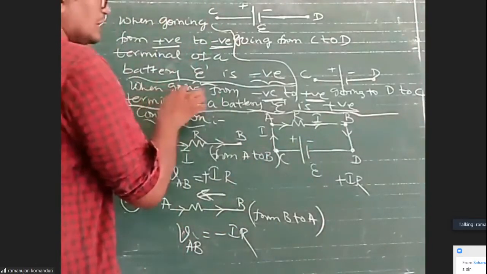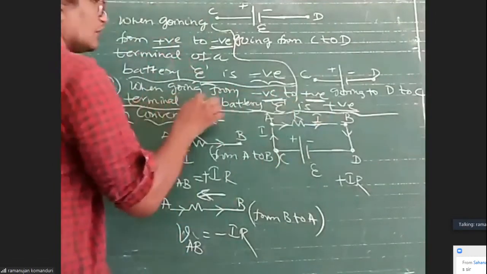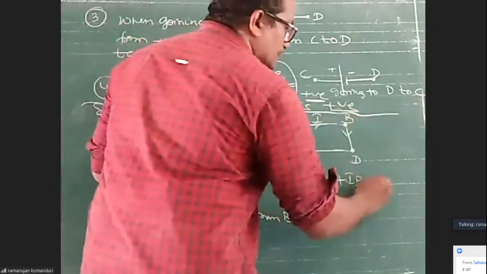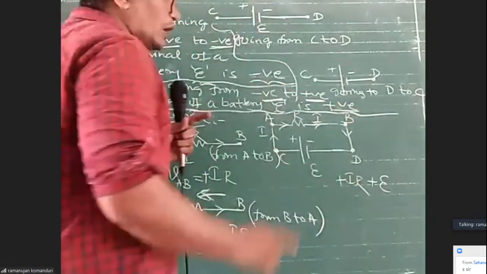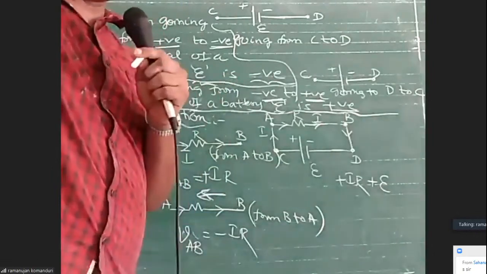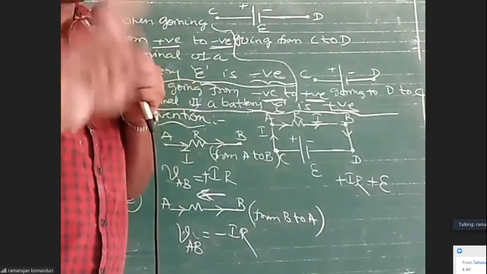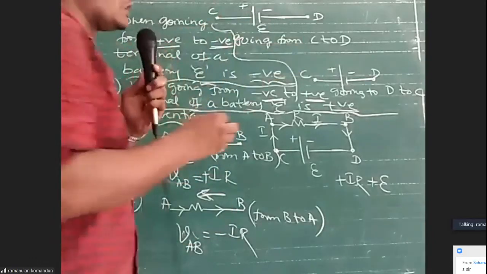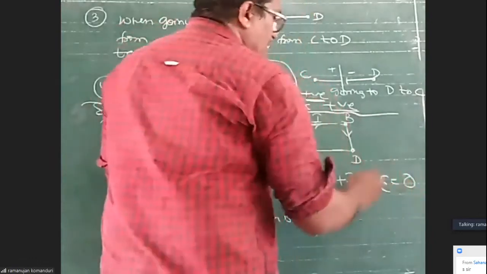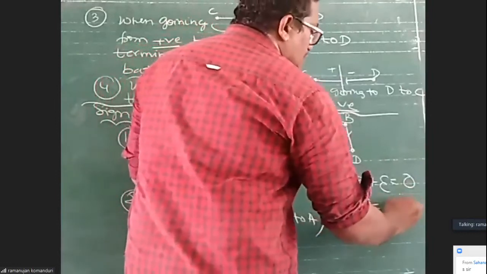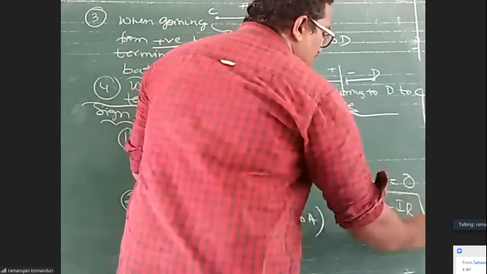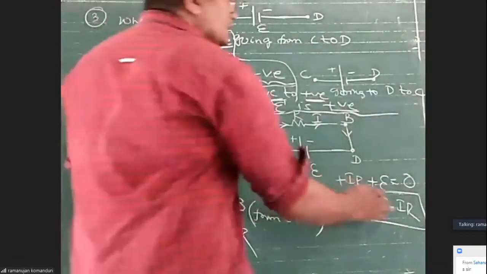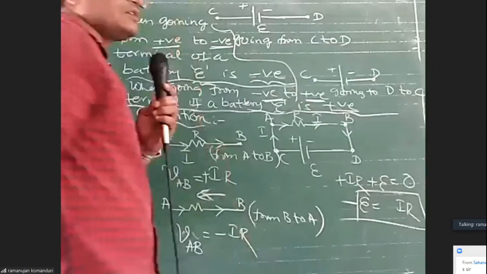When going from the negative to the positive terminal of a battery, epsilon should be taken as a positive value. So, epsilon positive. But what is the statement? The first statement says that the algebraic sum of potential difference and EMF must be equal to 0. If I put this equal to 0, then I have epsilon equal to minus IR. This is absurd. This is not actually correct. Or else somebody might say, sir, IR is equal to minus epsilon is also correct.